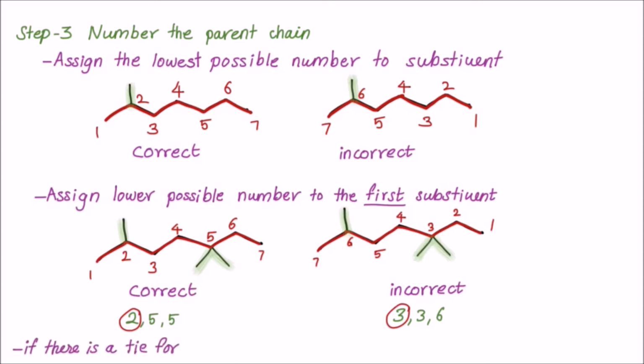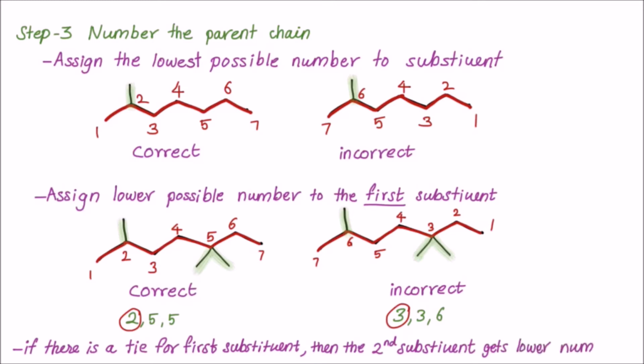Now what if there is a tie for the first substituent? If the first number is the same, like if the first number is 2 for the left structure and 2 for the right side structure, then you have to go to the second number. If there is a tie for the first substituent, then the second substituent gets the lower number.